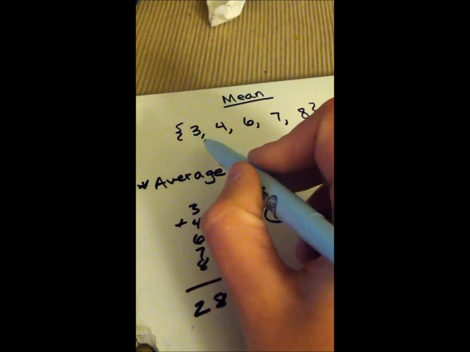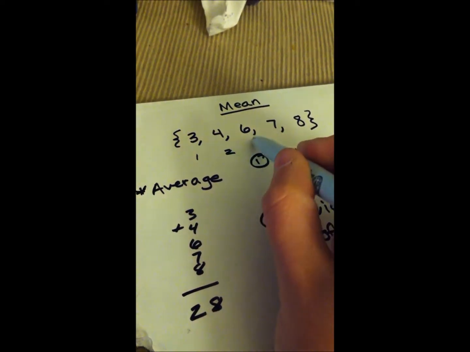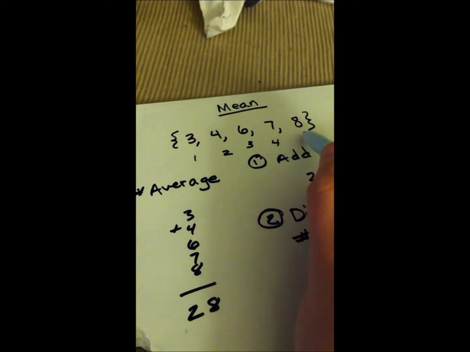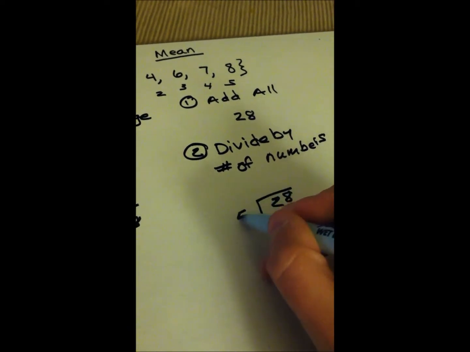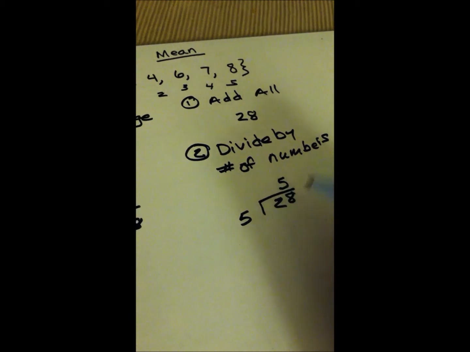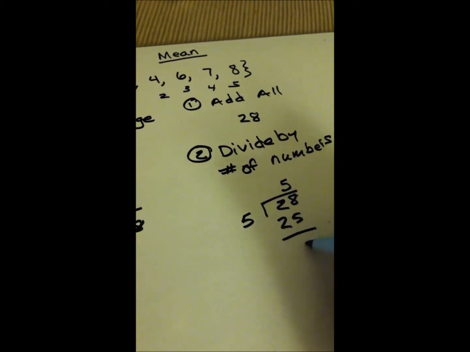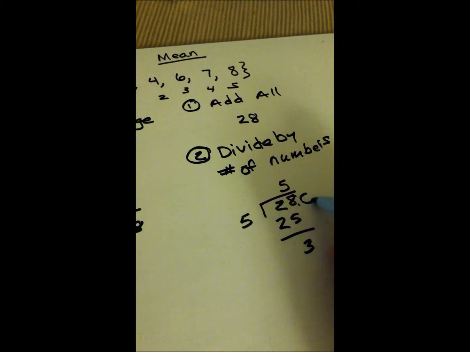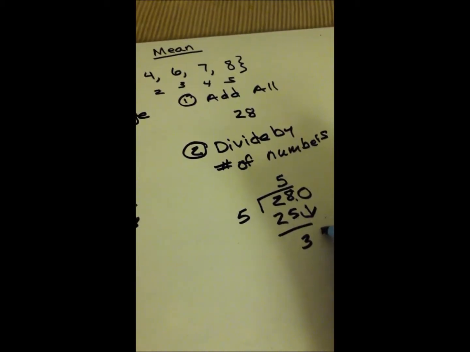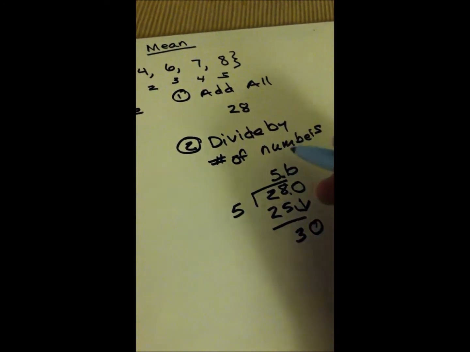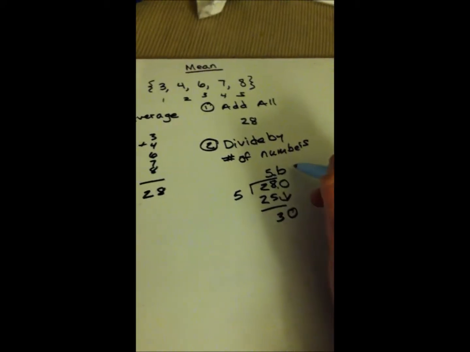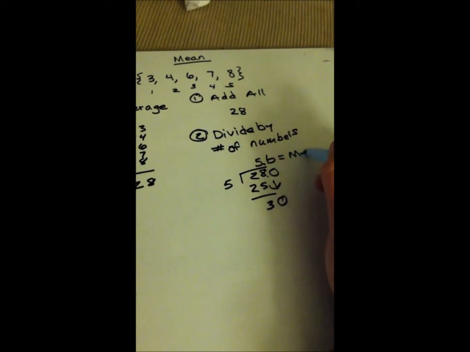So when I look back, I count 1, 2, 3, 4, 5. So now I need to take 28 divided by 5. 5 times 5 gets me 25. 3, I need to go to the 10th place. Okay, here my decimal raises. 5 goes into 30 6 times. So the mean of my problem is 5.6.